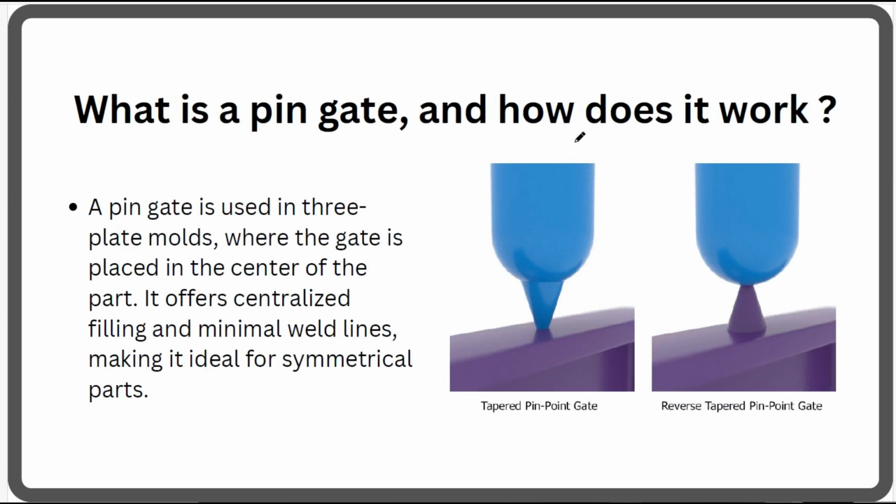So what is a pin gate and how does it work? You can see the pin gate in this picture. For a pin gate we generally use a three plate mold, and the gate is placed at the center of the part. Why do we keep it at the center? It distributes the molten plastic from the center and covers the whole cavity, and there will be minimum weld line. This type of gate is generally suitable for symmetric products or parts.